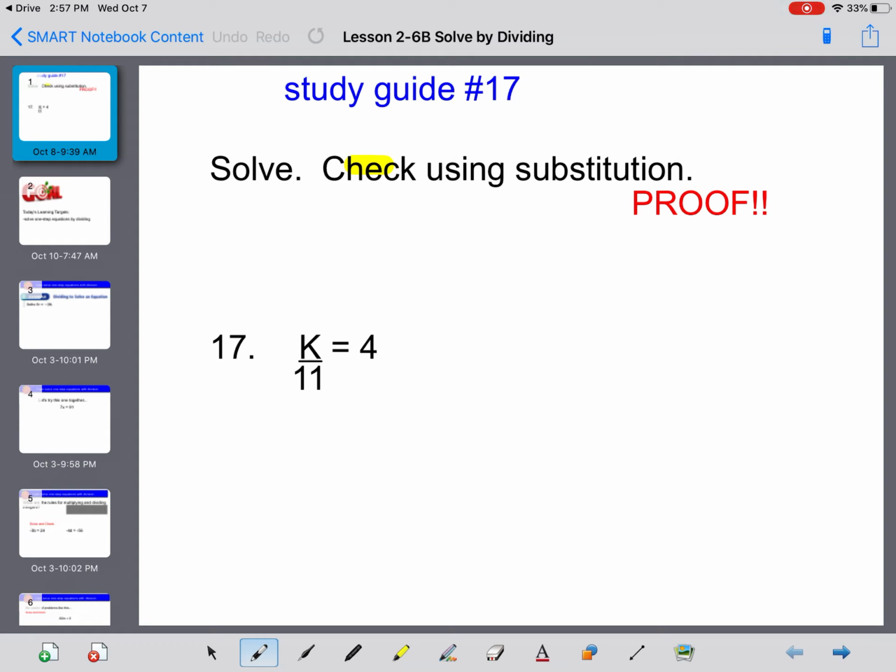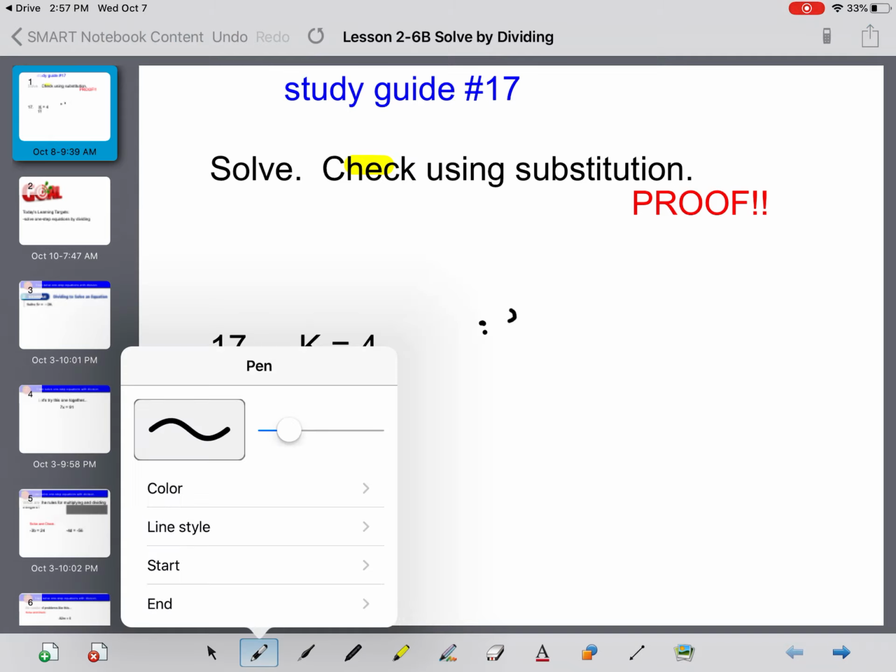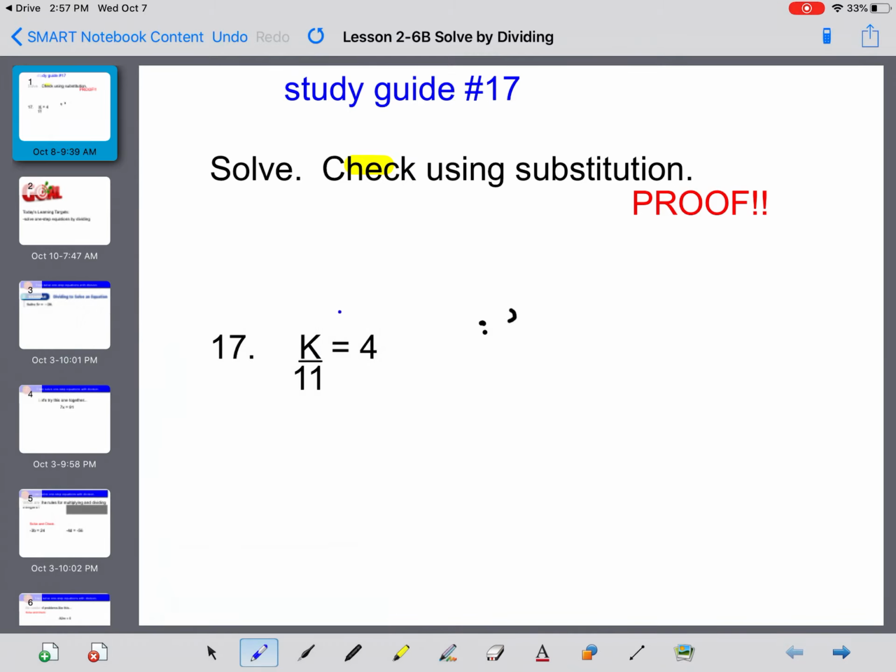All right, in the last lesson, you learned that when you're trying to find out the value of a variable, like this problem, k divided by 11 equals 4, your first step is to draw a line down the equal sign. The second thing you do is focus on the side of the equation that has the variable. In this case, it's the left side. Then you see what operation is happening. Here, I see it's k divided by 11. So I need to use inverse operations to isolate the variable.